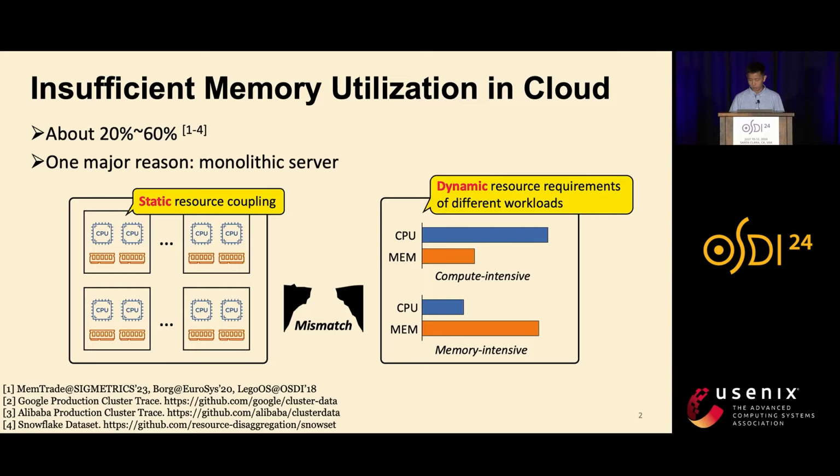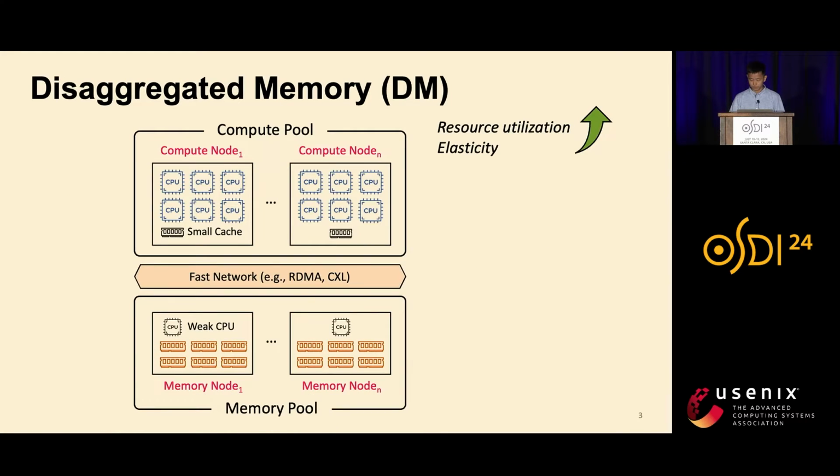However, different workloads can have dynamic resource requirements, leading to unbalanced resource usage across servers. Resource decoupling is a key idea to bridge this gap. Disaggregated memory, or DM, decouples the compute and memory resources from monolithic servers into independent resource pools, so different applications can allocate resources on demand, thus improving utilization and elasticity. The pools are connected using a fast network, such as RDMA in our system.